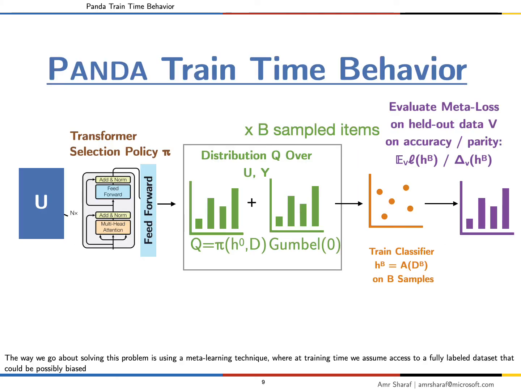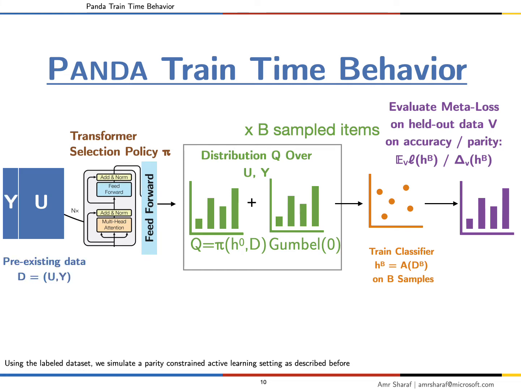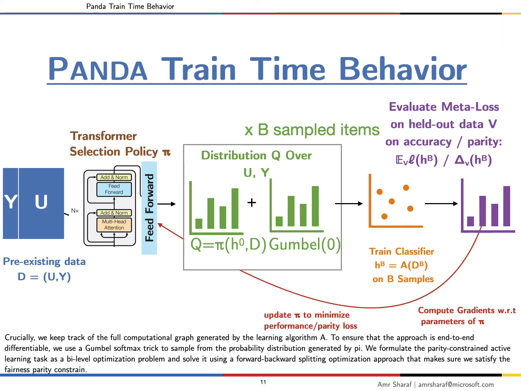And the way we go about solving this problem is using a meta-learning technique, where at training time we assume access to a fully labeled dataset that could possibly be biased, and then using this labeled dataset, we simulate a parity-constrained active learning setting as I described before. Crucially, we keep track of the full computational graph generated by the learning algorithm, and to ensure that the approach is end-to-end differentiable, we use a Gumbel softmax trick to sample from the discrete probability distribution generated by pi.